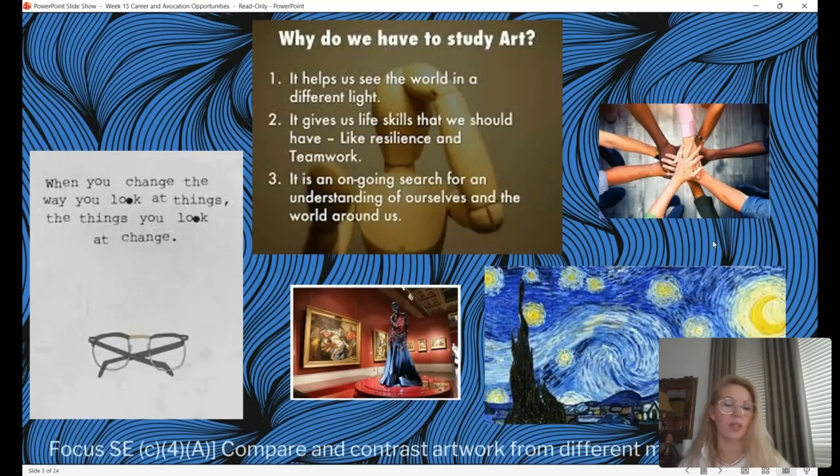Okay, so why do we have to study art? Y'all finished a full year of art. Why do we have to study art? It helps us see the world in a different light. It gives us life skills that we should have, like resilience and teamwork. It's an ongoing search for understanding ourselves and the world around us.